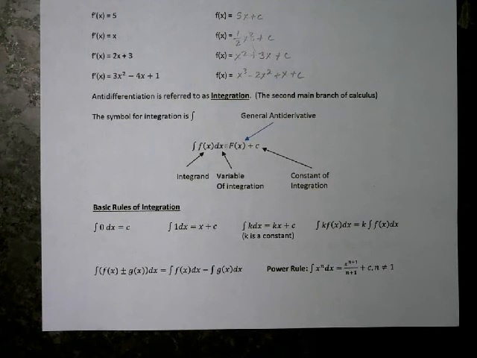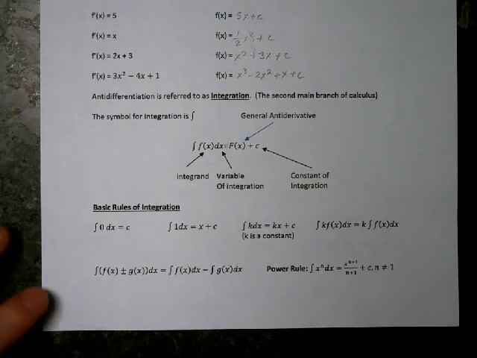Basic rules of integration. If I integrate 0 dx, that's just a constant. If I integrate 1 dx, that's x plus c. If I integrate k dx, my answer is going to be kx plus c. Just keep in mind k is nothing more than a constant.